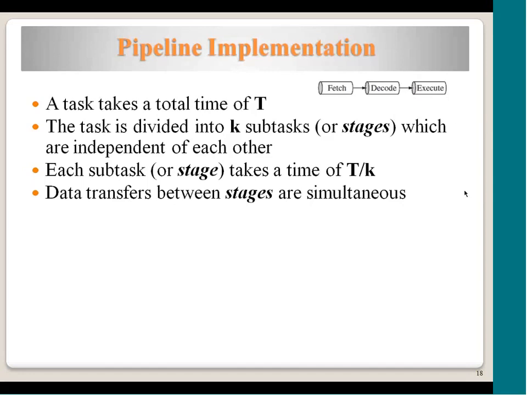Now what does it mean? That means that any data transfer between 2 stages in the pipeline needs to happen in this time. That means it's much faster than the original time, the T.